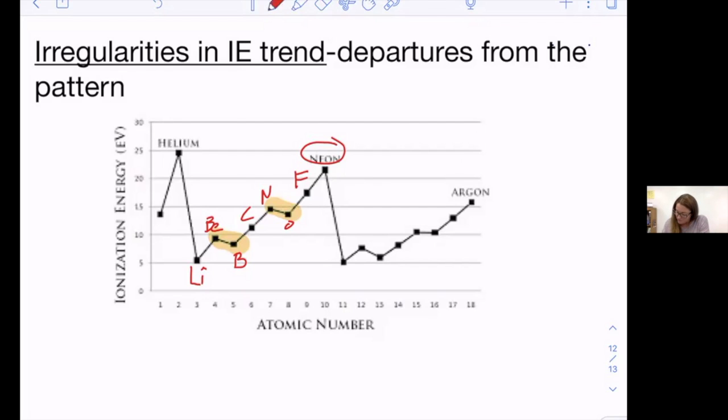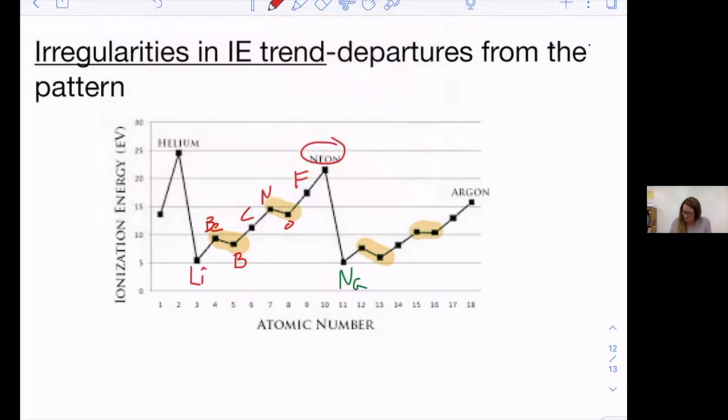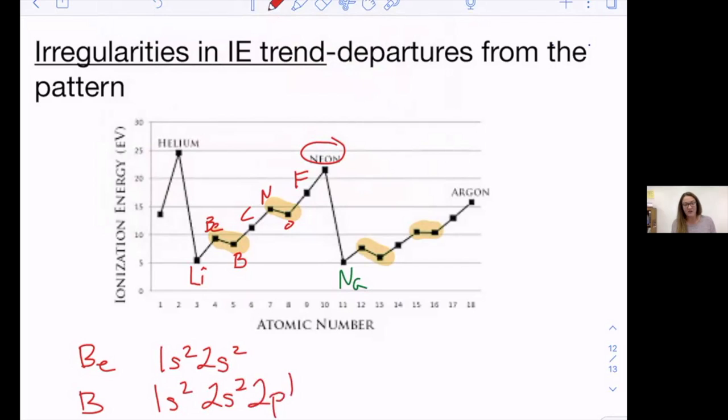Similarly, if I look at period 3, which goes from sodium to argon, I will find similar hitches. There's one there and there's one there where it doesn't keep increasing. To understand what's going on, I want to look at the electron configurations of these to decide which electrons are being removed. So looking at beryllium, that's its electron configuration. For boron, that's its electron configuration. If I'm looking at which electron is being removed, in beryllium, it's this electron. But in boron, it's that electron.